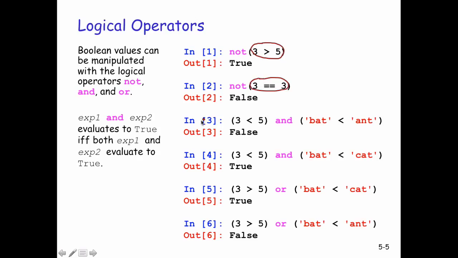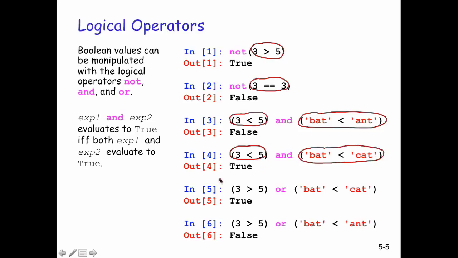The AND operator takes two Boolean expressions and returns true if and only if both of the Boolean expressions evaluate to true. So for example, 3 less than 5, that's true, but bat does not appear before ant in the dictionary, so that's false. So since one of these values is false, the AND returns false. However, in this case, 3 less than 5 is true, and bat appears before cat in the dictionary, so since both of those are true, the answer is true.